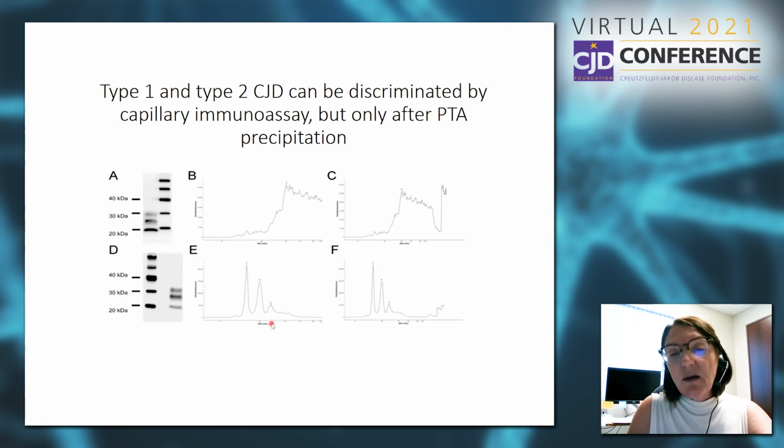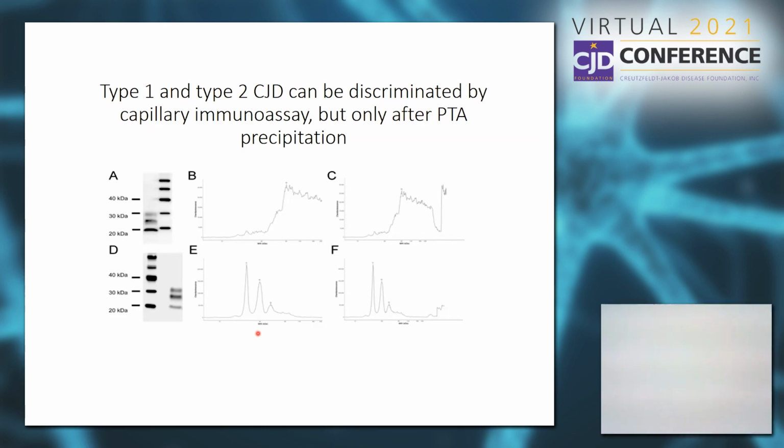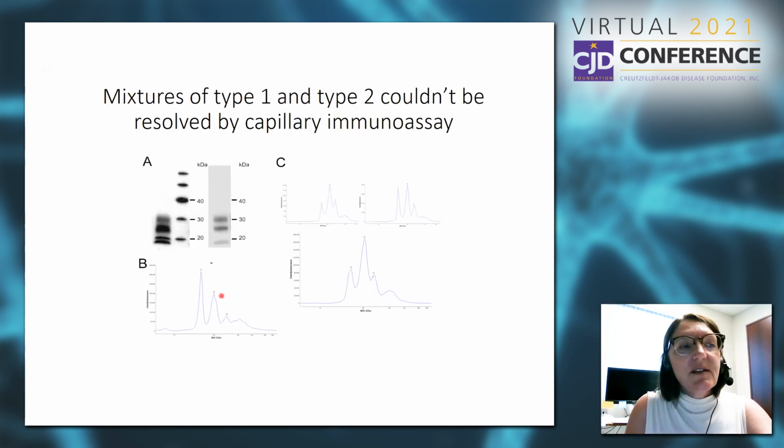And when we load our prion protein onto this matrix, we only see the unglycosylated and the diglycosylated band, but the assay was even more sensitive, and gave us much more confidence in diagnosing type 1 and type 2 by the electropherogram. So we do have a number of cases that appear to contain mixtures of type 1 and type 2 prions in our cohort.